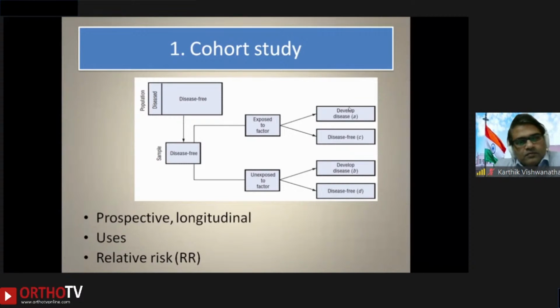Relative risk is the commonly used statistic. A relative risk value of 1 indicates that the risk is the same in exposed and unexposed groups. Relative risk more than 1 indicates that there is increased risk in the exposed group. Relative risk less than 1 means there is reduction of risk in the exposed group.